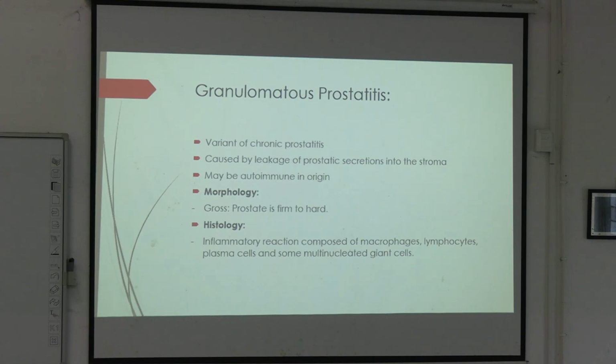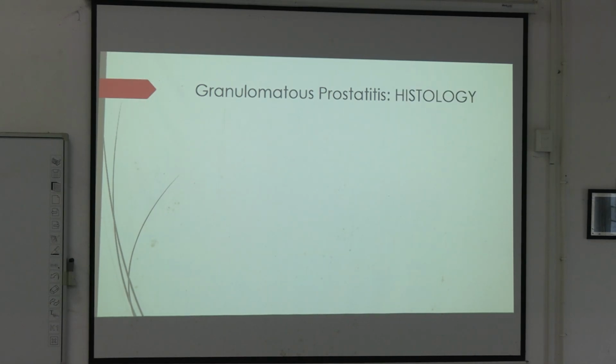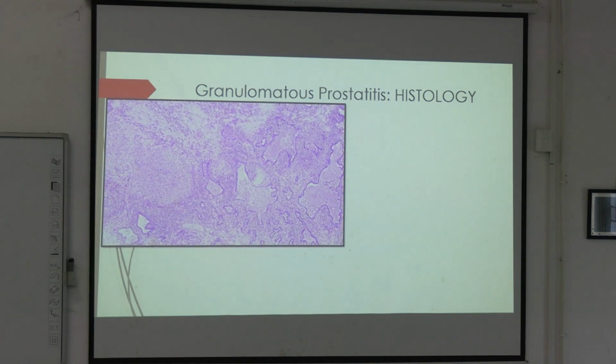Similarly, here the prostate gland will be enlarged, firm to hard, and inflammatory reaction will be seen, which will be composed of macrophages, lymphocytes, plasma cells, and multinucleated foreign body type giant cells. So on histopathology, what you are seeing? You are seeing a granulomatous reaction in the stroma. You can see that these prostatic glands are very much enlarged.